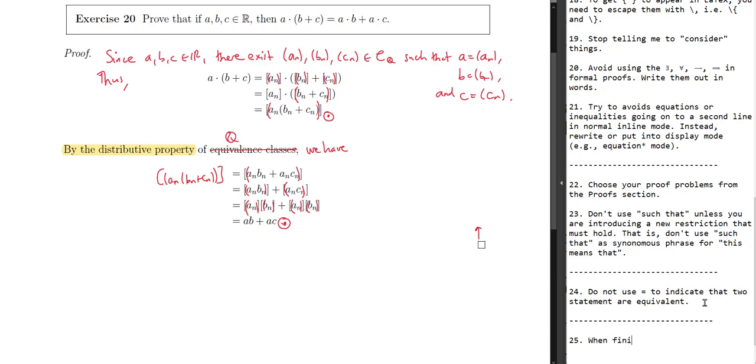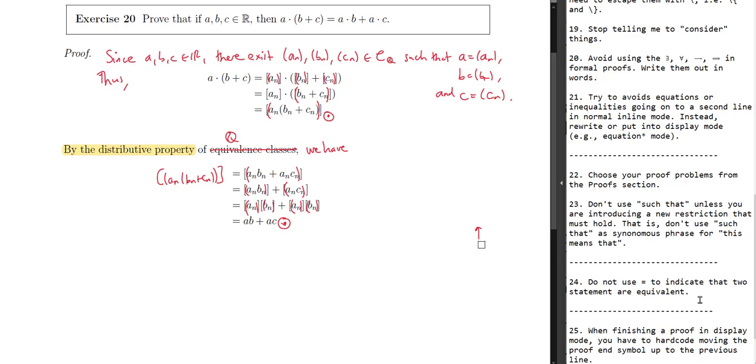When finishing a proof in display mode, you have to hard code moving the proof end symbol, that box at the end, up to the previous line. So what LaTeX wants to do when you're in display mode, like you're using the align environment, is it doesn't want to put this end symbol at the end of this line, but that's where we want it to be. We don't want to waste an entire line with this.